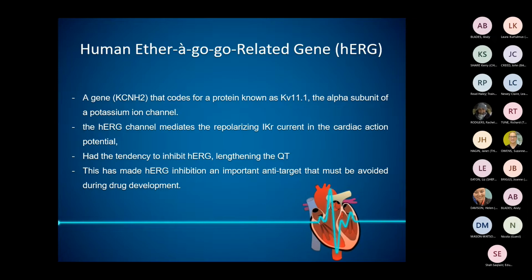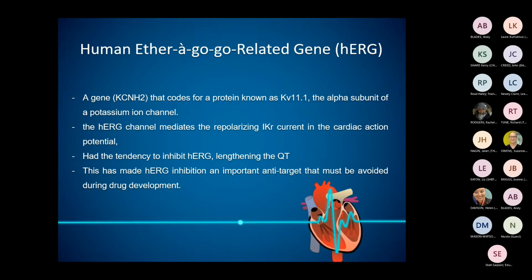And what we tend to see as part of drug development is that a lot of pharmaceutical companies try to use this as a marker in developing their drugs to avoid this gene. Now, patients who have a mutation in this gene are those patients who are likely to then go on to be found with long QT syndrome and so on and so forth.